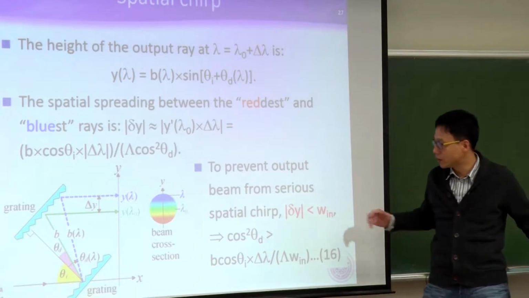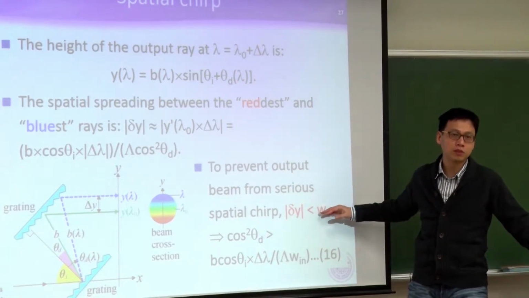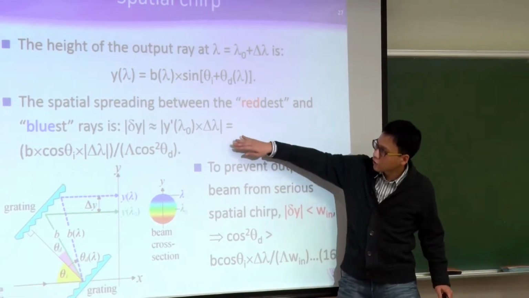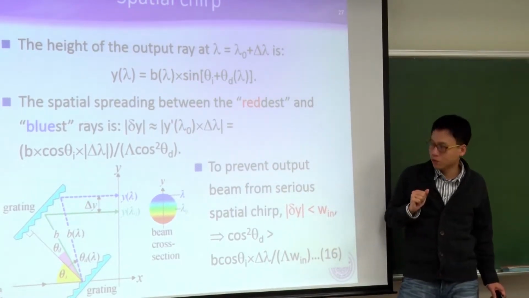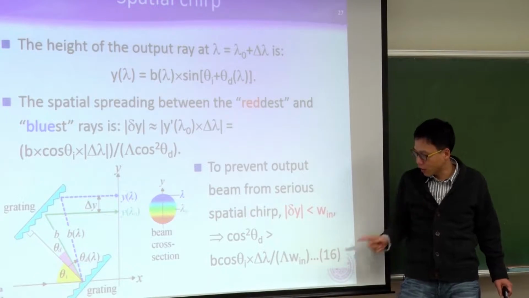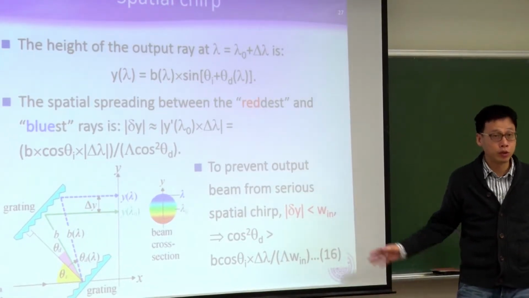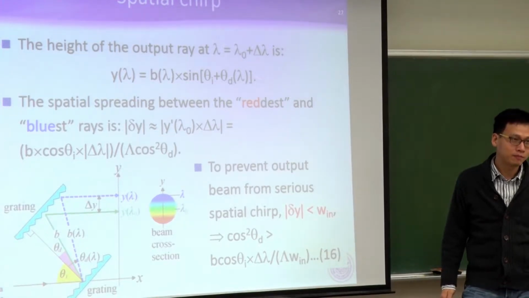Okay, so you have an inequality here. Okay, and if you substitute the formula of delta y absolute value into this inequality, you can get equation 16, which we will use later. Question?